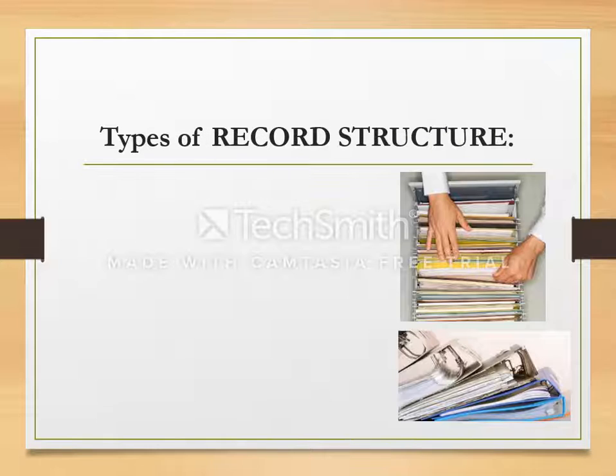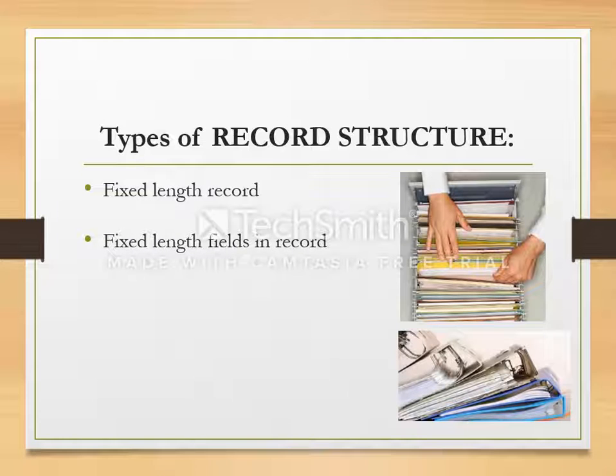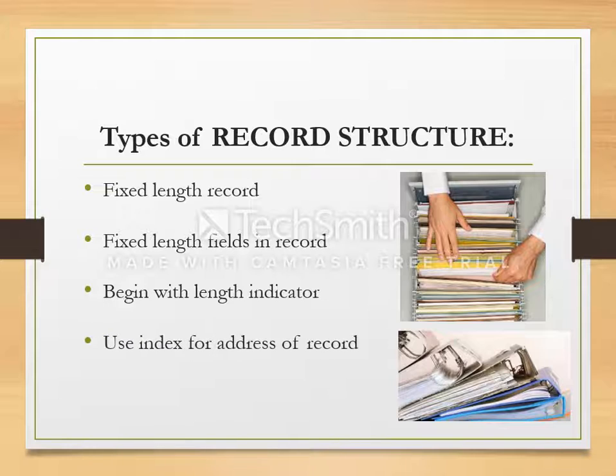Types of record structure. There are 5 types of record structure. First, fixed length record. Second, fixed length fields in record. Third, begin with length indicator. Fourth, use an index for address of each record. Fifth, using delimiter at the end of each record.